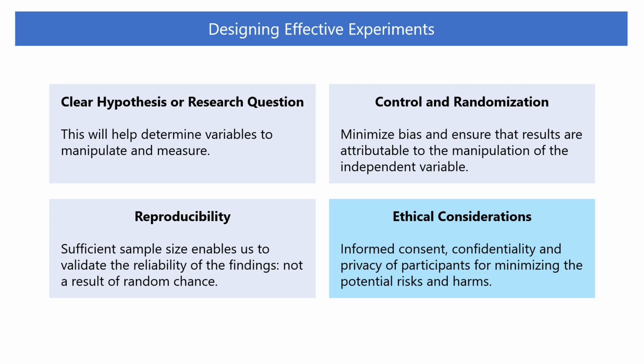The fourth is ethical considerations. Ethical considerations are important, especially in experiments involving human subjects. Researchers must obtain informed consent and ensure the confidentiality and privacy of participants so that we can minimize the potential risks and harms associated with participation in the experiment.